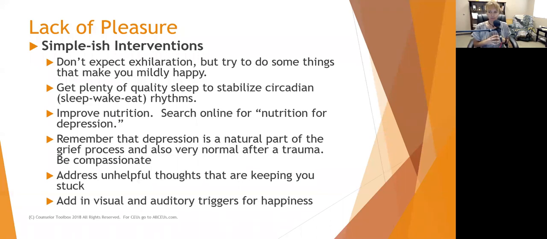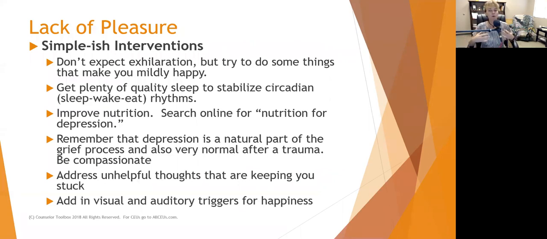And most people have experienced some sort of trauma. So if they haven't dealt with that, they may still be struggling. So they need to be compassionate with themselves and not say, just get over it, because that's not how grief works. They can address unhelpful thoughts that are keeping them stuck. And that's too much to go into for the scope of this particular group.